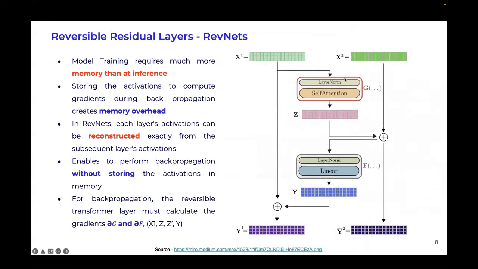In this diagram, it will be easier to visualize. Here there are two streams, x1, x2, and y1, y2. And the G block and F block are the attention and feed forward blocks that were mentioned in the previous diagram.